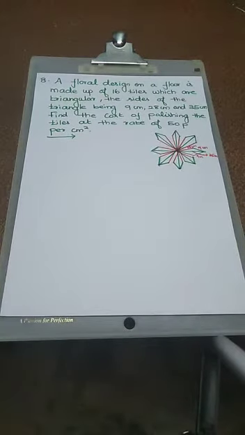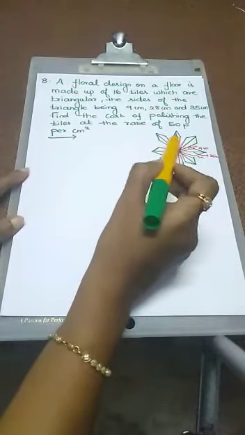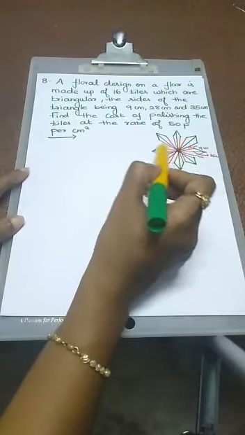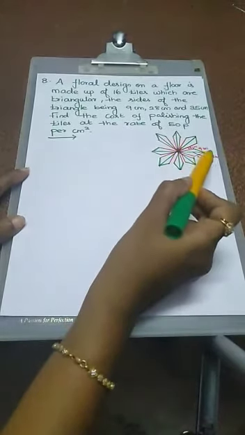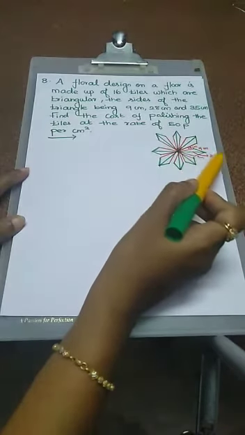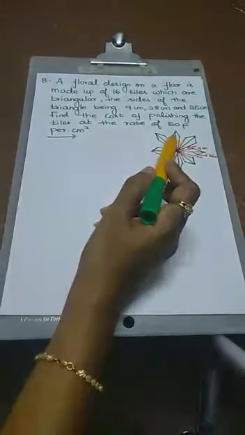Next problem. A floral design on a floor is made up of 16 tiles which are triangular. The sides of the triangle being 9 cm, 28 cm and 35 cm. Find the cost of polishing the tiles at the rate of 50 paise per centimeter square. Actually, one tile design is given, and the shape is also given with the values 9 cm, 28 cm and 35 cm. Finally, we have to calculate the cost of polishing the tiles at the rate of 50 paise per centimeter square.